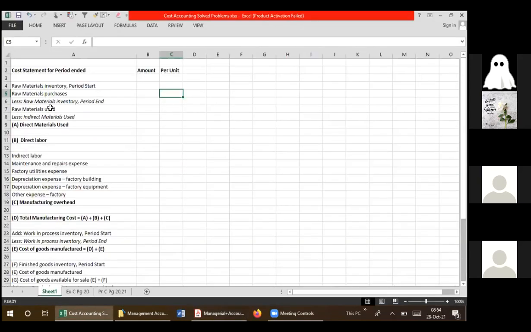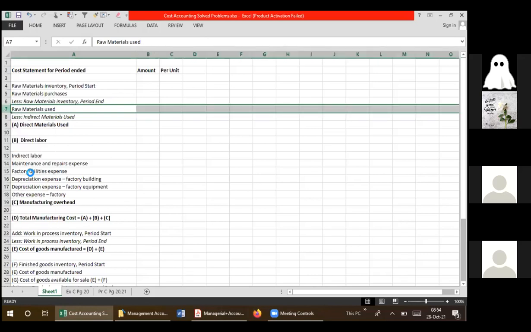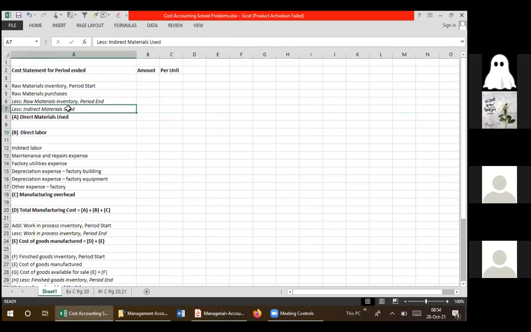Next, according to the question, we have raw materials used. Raw material used is just the total of these three. And then there is less direct materials used. Then there is indirect materials used. Let's get rid of these and straight away come to this.